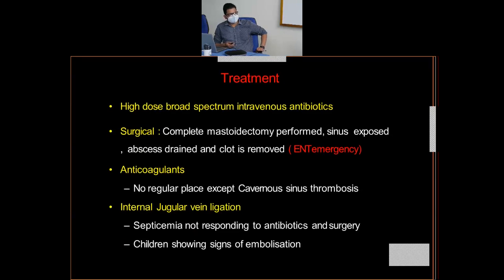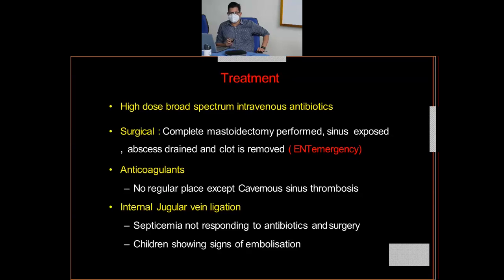Then treatment is the same as before: high dose broad spectrum antibiotics you have to start. Then surgical: complete mastoidectomy, sinus exposure, abscess drainage and clot removal. All these things are like the treatment of mastoiditis or CSOM that you have to do. Mastoidectomy is to remove the cause of the thrombus, you are not doing the thrombus removal. You are doing the removal of infection from the mastoid antrum.